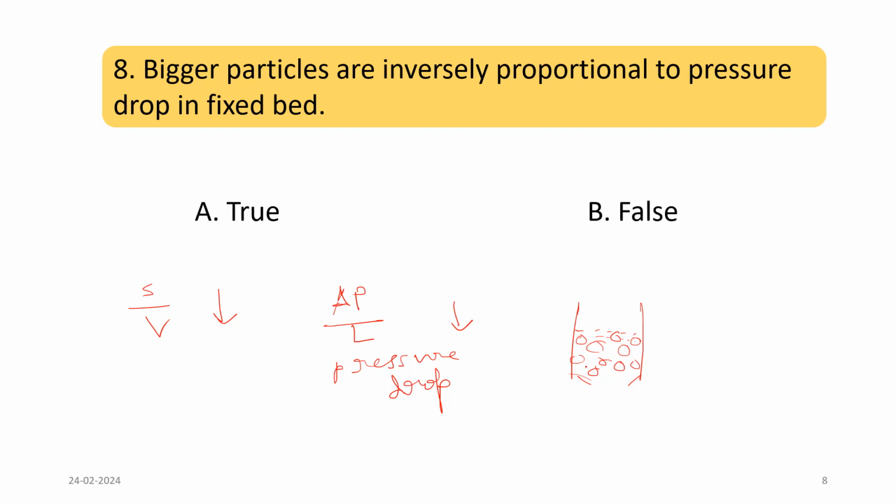That is why their surface to volume ratio is small, and that is why the pressure drop is also small. So as the size of the catalyst particle increases, the pressure drop decreases. That is why it is inversely proportional to the pressure drop. So that is why it is true.